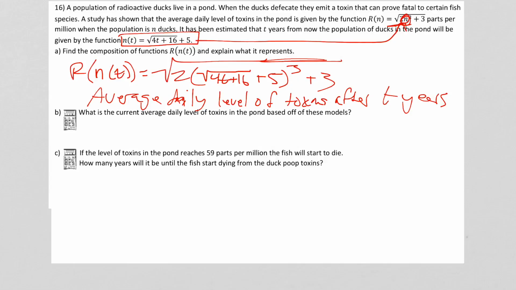What is the current average daily level of toxins in the pond based off of these models? Well, that's saying when t equals 0, what is r? So what is r of n of 0? Well, just type this into your calculator and find the y-intercept. That's what it's asking you for.